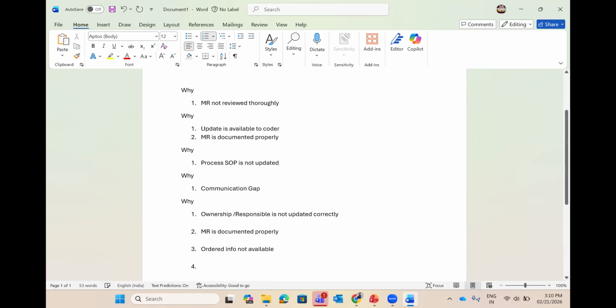Okay, why is the ordered information missing in the medical record? There should be some reason, right? The ordered info is not available. Why is it not available? They did not properly check emails. Not properly checked, what is that? Emails, client emails like that. No, it is MR, right?